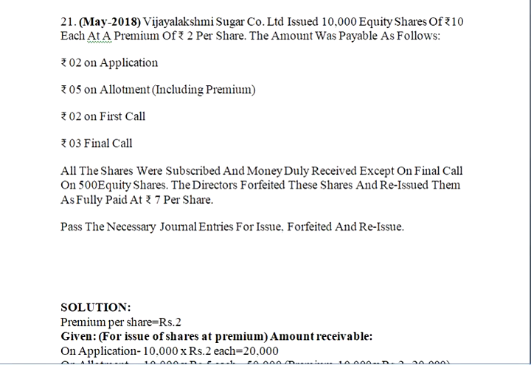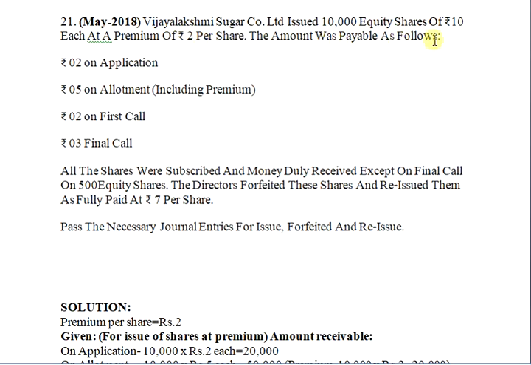Moving on to the next problem, the 21st problem, a May 2018 question paper problem. Vijay Lakshmi Sugar Company Limited issued 10,000 equity shares of rupees 10 each at a premium of rupees 2 per share. The face value of the share is rupees 10, and with the premium of rupees 2 per share, it becomes 12 rupees. This 12 rupees will be treated as the issue price. Face value is 10, issue price is 12. That means issue of shares at premium.